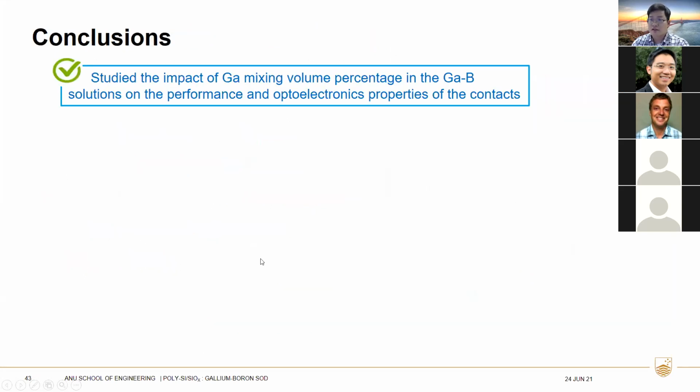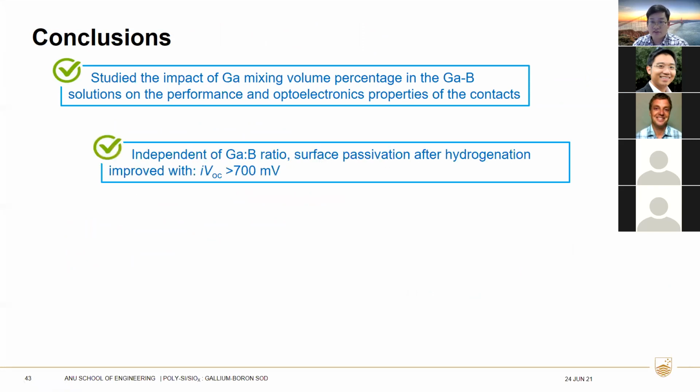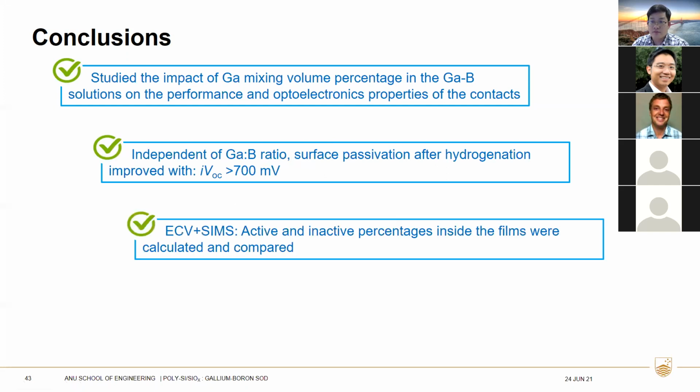For conclusions, in this work, we study the impacts of the gallium mixing volume percentage in the gallium-boron solutions on the performance and optoelectronic properties of the contacts. Independent of the gallium-boron ratio, we can see that surface passivation after hydrogenation improved, with iVoc larger than 700 millivolt. And the ECV and SIMS profiles show the active and inactive percentages inside the films.